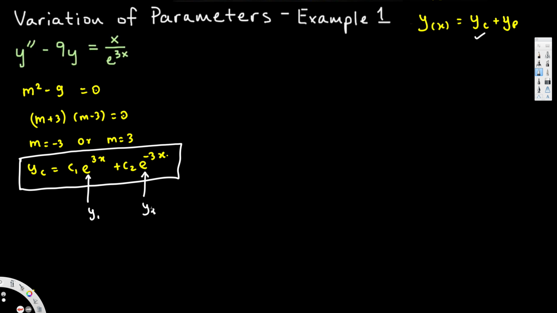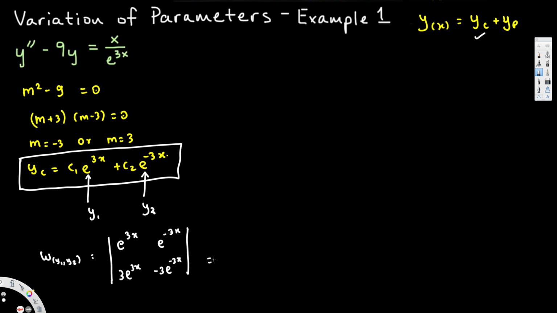Now we are going to do the Wronskian. In the Wronskian, which is based on y1 and y2, we put this y1 and y2 on top. So this is going to be e power 3x, and on the other side we have e power minus 3x, and we take the derivative of these two. The derivative of this one is 3 e power 3x, and the derivative of this one is minus 3 e power minus 3x.